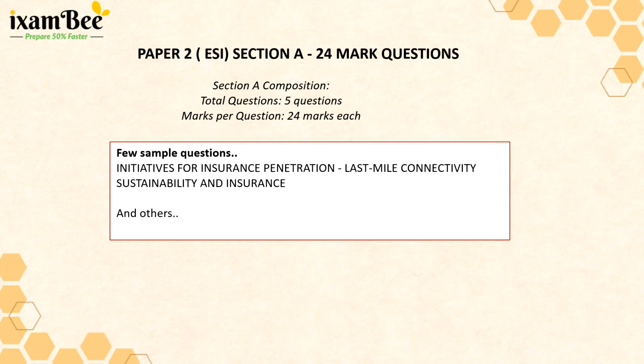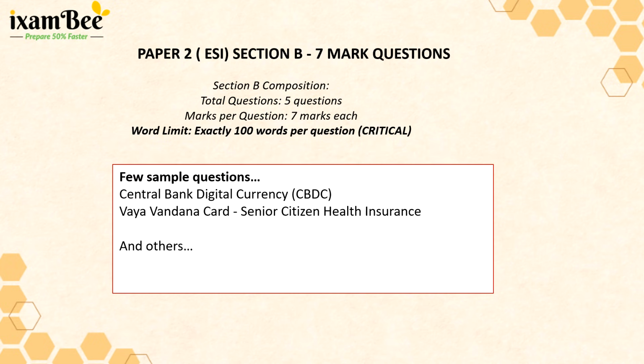Next, we'll move to section B, which is 7 marks questions. It is also structured differently. There are 5 questions and 7 marks per question. Here, it's important to know that there's a strict word limit of exactly 100 words per question. Some sample questions that were asked last year are the CBDC, Vaya Vandana card, and others.